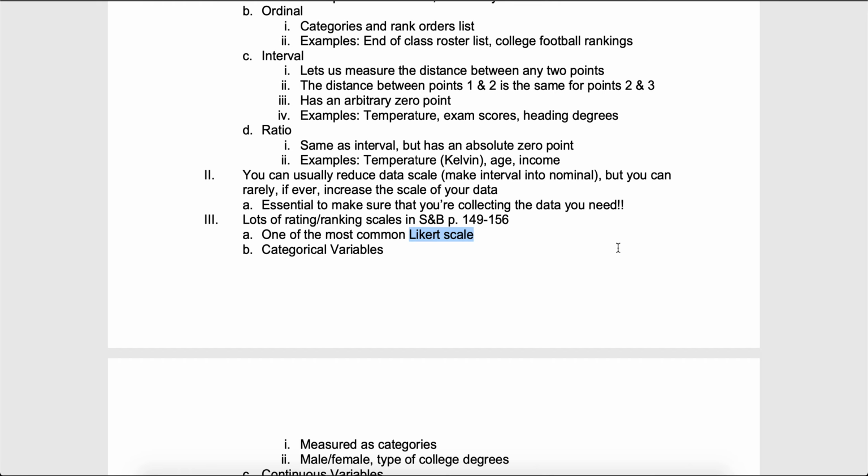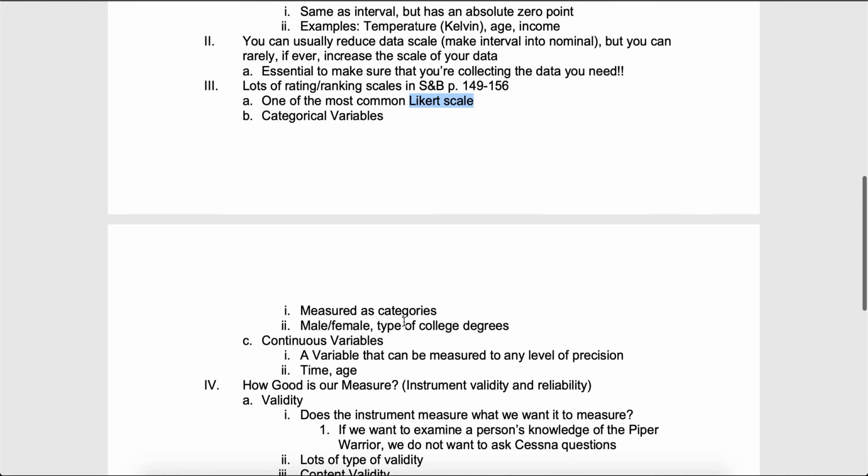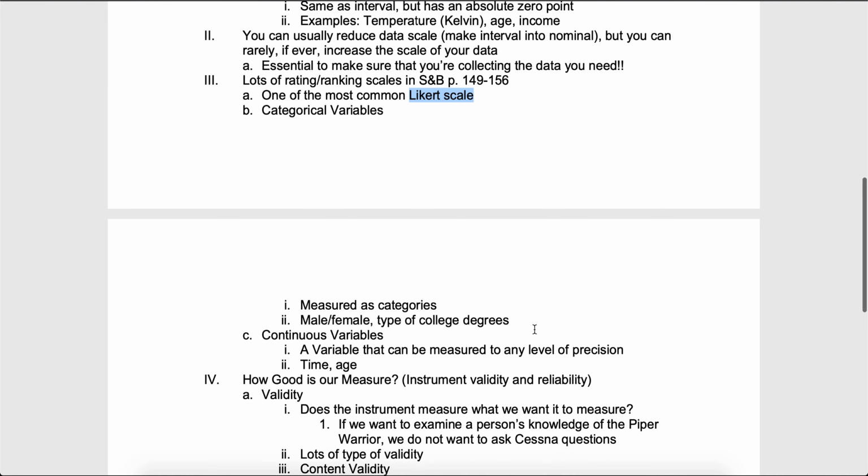So that might be the dependent variable, and the independent variable might be age, or it might be education, or it might be a combination thereof. So that's how you would do that. And then you would categorize it in terms of male, female, college degree, income, that sort of a thing.